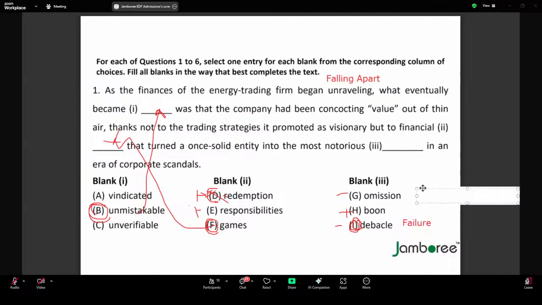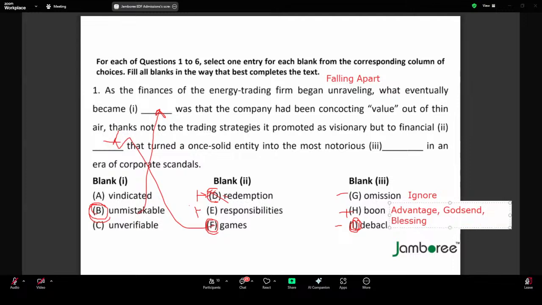Omission is when you ignore or discard or omit. Boon is an advantage. Boon will be something positive, something like a godsend, a blessing maybe. So yeah, redemption is when you redeem yourself, you save yourself from sin. That's not going to work.